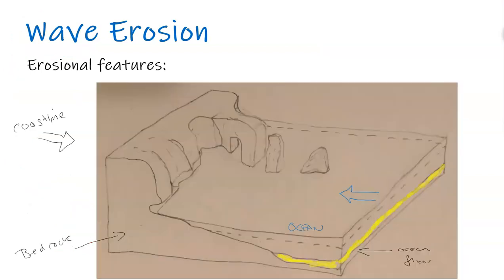physical in nature. All right, so in terms of features, I have this generic coastline here on this drawing or schematic. And we have the coastline right here. All right, here's the coastline. And here is our rocky material and our bedrock, going into the ocean floor right here. We have our ocean right here, and we have our direction of ocean swell and prevailing wind.